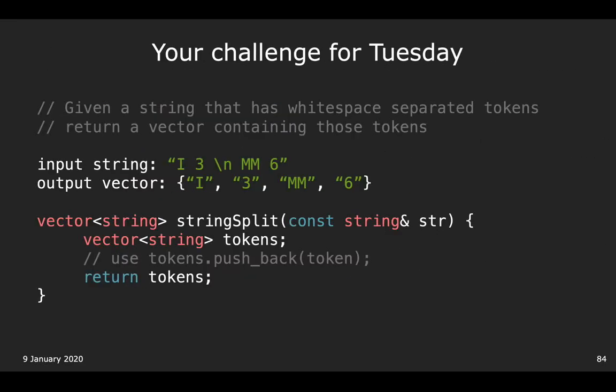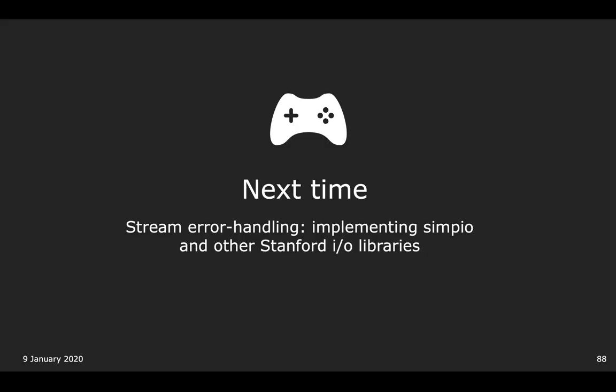Next time we'll talk about types. We'll talk about the modern C++ types, including pair, tuple, and more fancy types. We'll learn about auto, and then we'll also implement getInteger, which is probably the hardest function to implement in the Stanford library.